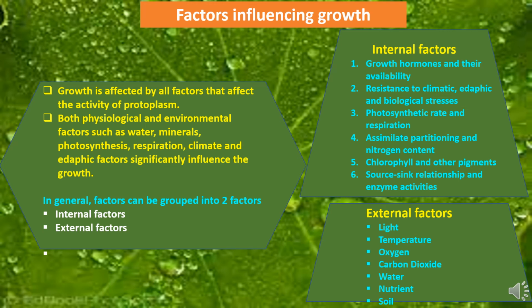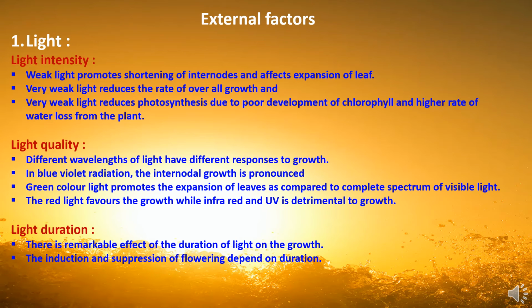Second factor is external factors, which consist of light, temperature, oxygen, carbon dioxide, water, nutrient and soil as major factors. First external factor is light. Light has direct effect on photosynthesis and transpiration. Light in terms of intensity, quality and periodicity influences the growth very much.